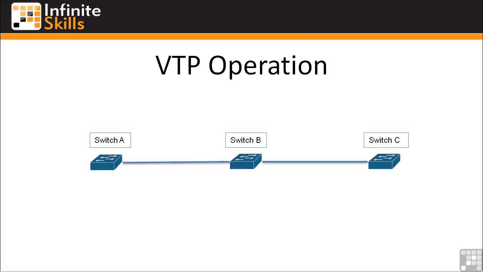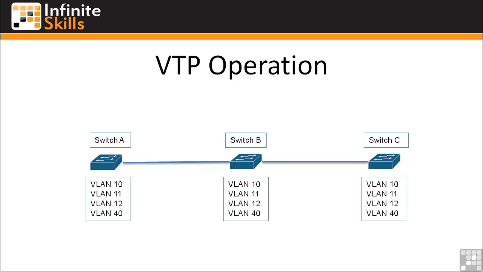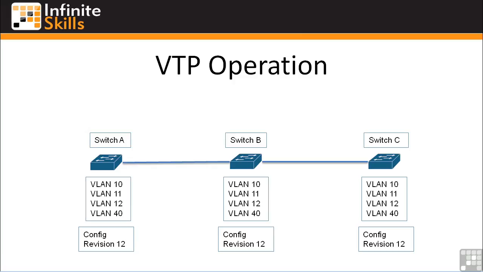So let's assume we have 3 switches here, switch A, switch B, and switch C. I know, very creative. We'll assume for the purposes of this discussion that VTP is functioning normally on all these switches. The domain names and the passwords match. Everything's all hunky-dory. We have these 4 VLANs defined on all 3 of our switches, and we have config revision 12, just to pull a number out of the air.